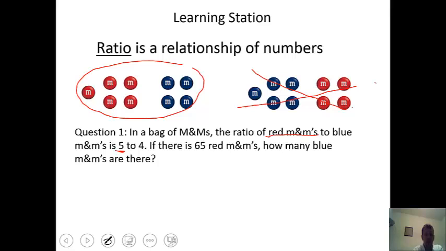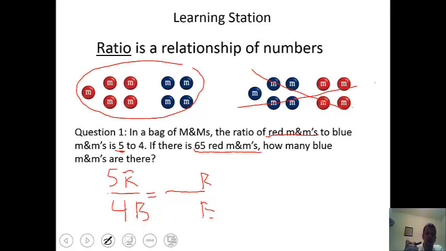Well, this is going to require me to write the ratio as a fraction. So I know that there's 5 red, and I'm going to make sure I label these very nicely. There's 5 red, and there's 4 blue. And I'm going to write a proportion, which is a comparison of ratios. And I'm going to put my red over here and my blue over here. And they want to know how many are 65 red M&Ms. And I'm going to put that in the red section. Okay? So next, I need to figure out what is the relationship between the 5 and the 65 so that I can use it to find this number.